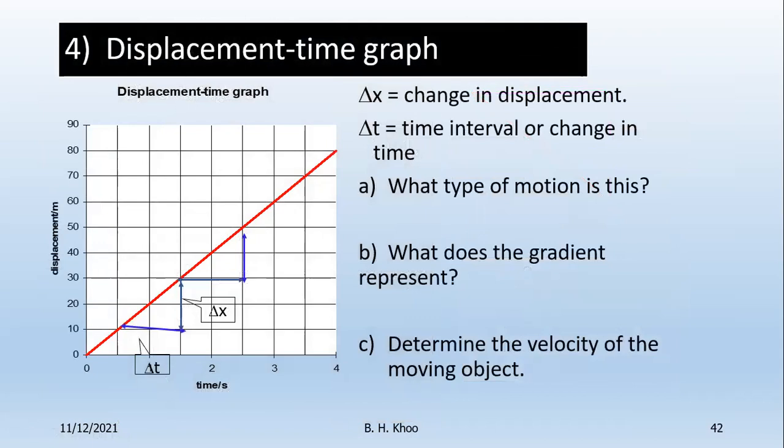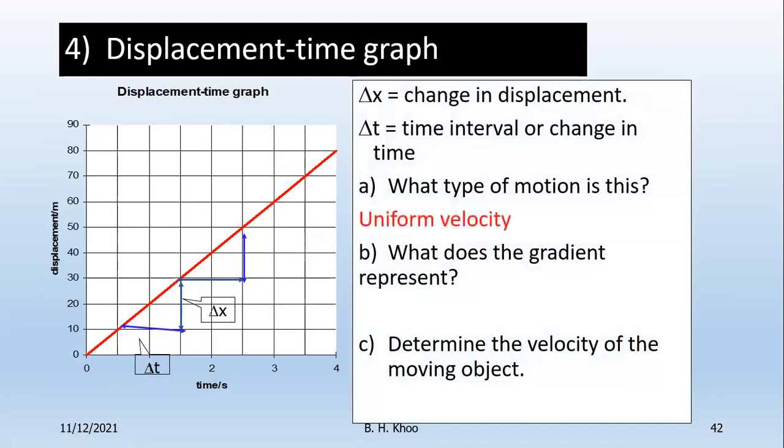Displacement time graph. Okay, there is a change in distance, change in displacement, over a time interval, or change in time. Right? During that time, the distance is traveled. So you should be able to recognize what type of motion this is. Uniform velocity.